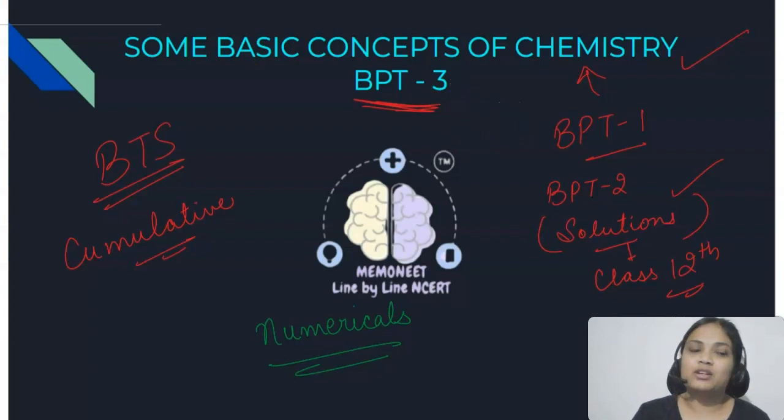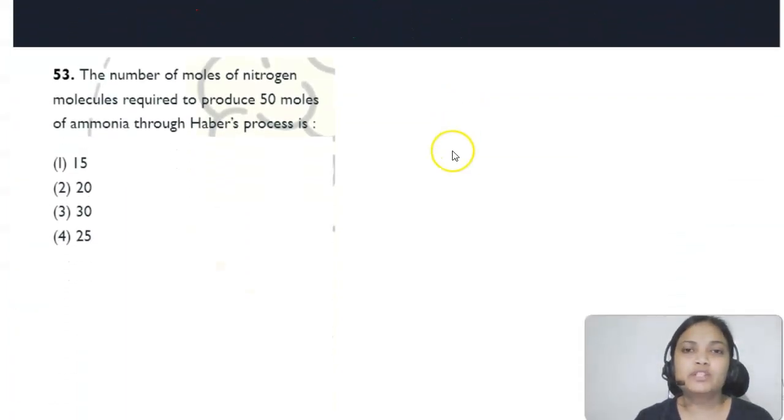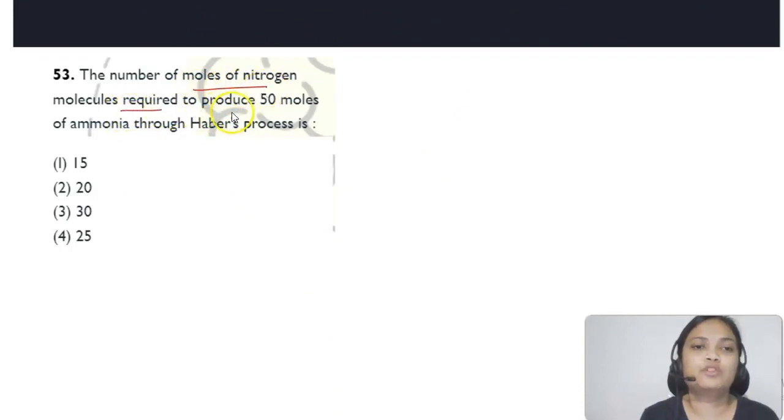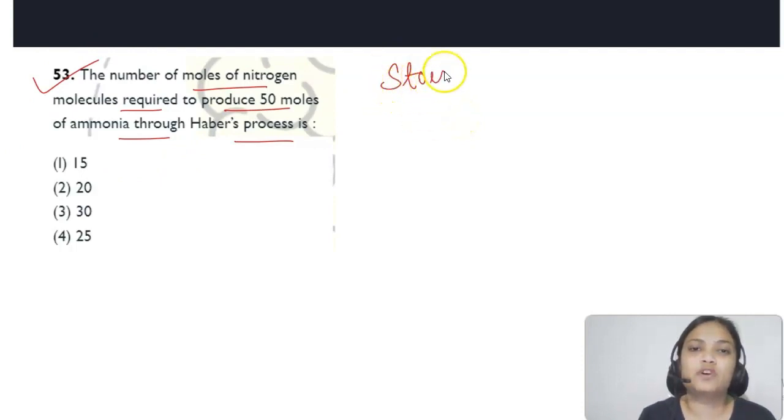So let us start with the questions. Okay, so let me start with the first question now. So here is the first one, students. The question says that the number of moles of nitrogen molecules required to produce 50 moles of ammonia through Haber's process is. So can you tell me from which topic this question has been asked? This question has been asked from the concept of stoichiometry, right?